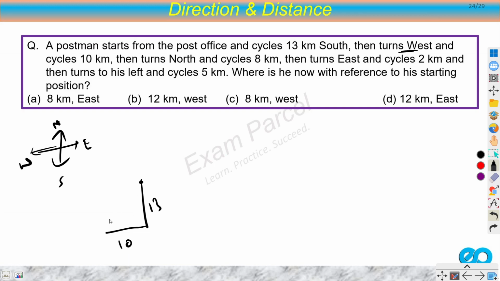Then turns north. So north is upwards and he cycles 8 kilometers, not 13 complete. Then turns east and cycles 2 kilometers. East is this direction, so 2 kilometers. Then turns to his left and cycles 5 kilometers. Okay, so if his face is this direction, his left would be this direction, right? So he turns left and cycles 5 kilometers. This is start, this is final.